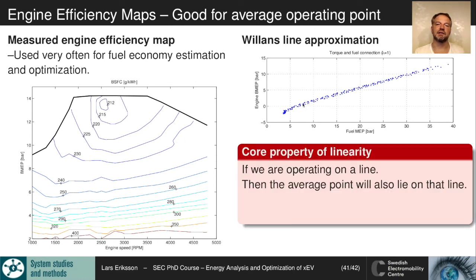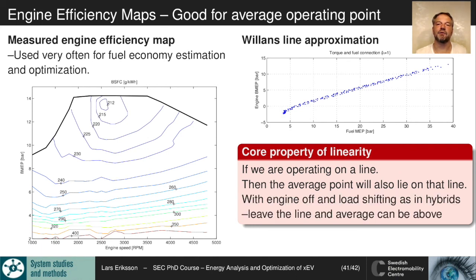The thing with this linear behavior is that if we are operating on this line, say operating back and forth here, up and down, driving around, then while we're averaging over it, the average point will lie on this line. So the average energy and average fuel will end up on this line, which means the average point is within the model. That's why it works so well for the average operating point for conventional vehicles.